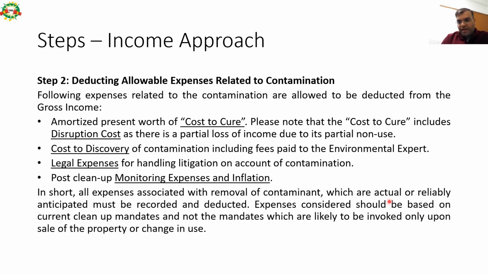So here the key terms are actual or reliably anticipated: if the contamination level is likely to happen, it must be recorded and deducted. Expenses considered should be based on current cleanup mandates and not mandates which are likely to be invoked only upon sale of property or change in use. So please note this down. This is a very important step, and a numerical or case study is highly likely to come out of this income approach only.